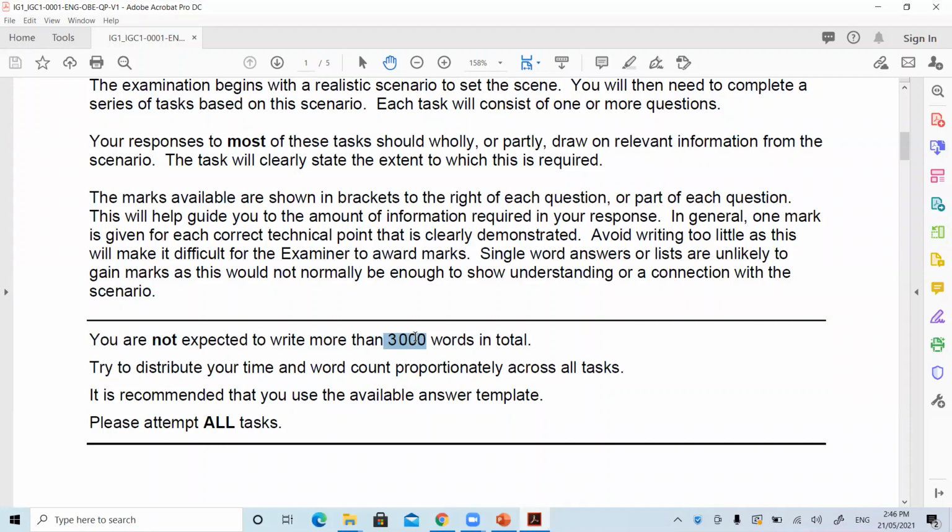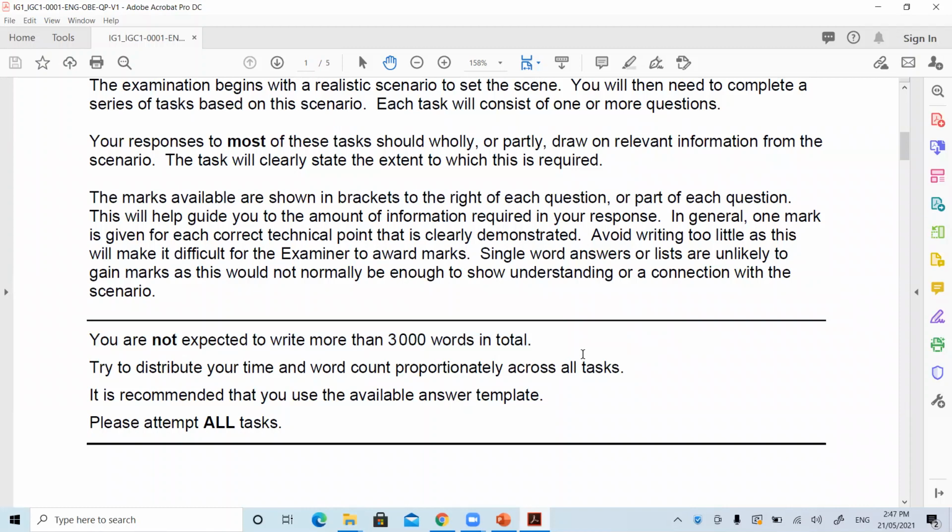You don't need to write more than 3,000. It can be less, it can be slightly more, but it doesn't mean that you have to write 6,000 words. No, 8,000 words, no, that is too much. You don't need to write that much in your answer sheets. So around 3,000 will be the approximate number of words you require, but this is not mandatory.